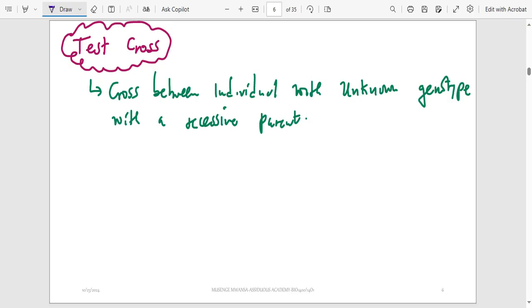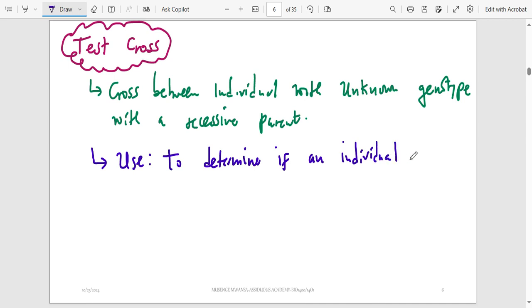So what is the aim of this test? It is used to determine whether an individual is homozygous or heterozygous. That's a use. And this is how they are going to ask you in the exam. They can ask you what is the test, or what is the use. So it is to determine if an individual is heterozygous or homozygous.